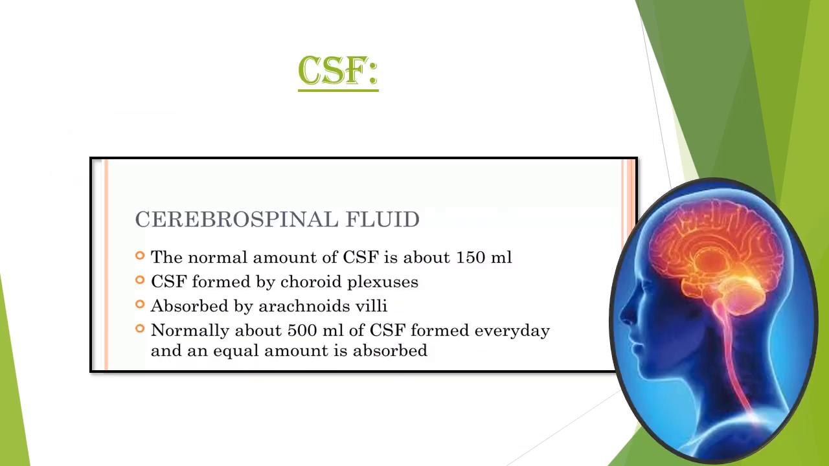Before going to the topic, we have to study about CSF. The normal CSF level is 150 ml. It is asked in every exam, like PSC, AIIMS, etc. CSF is formed by the choroid plexus, then absorbed by the arachnoid villi, and the normal production of CSF is 500 ml, and it is reabsorbed daily. As much amount as is produced is reabsorbed. That is about the CSF.